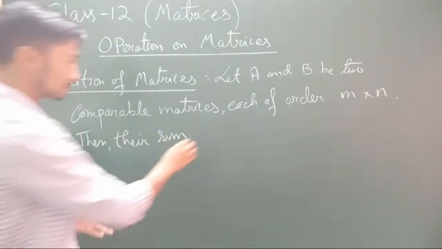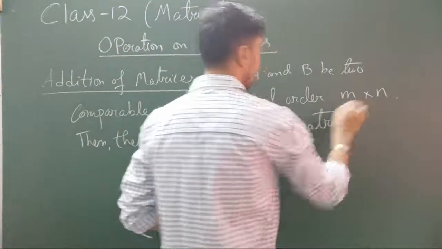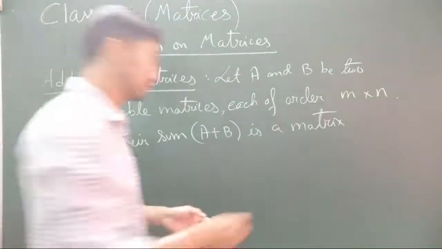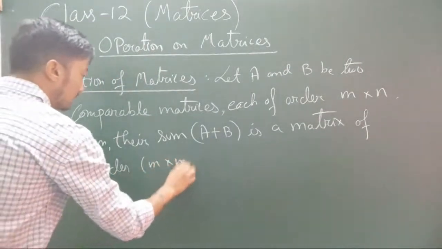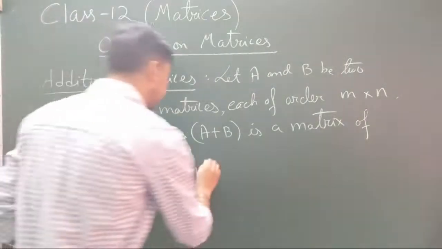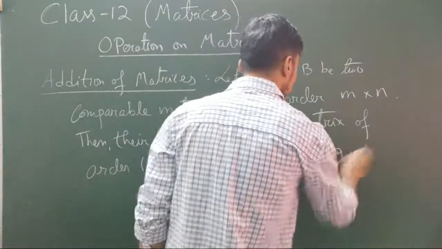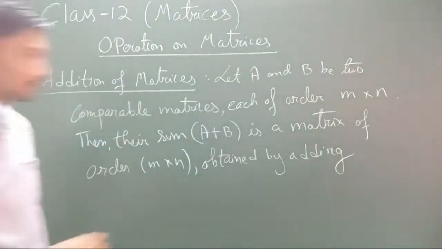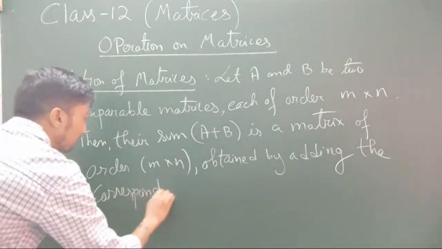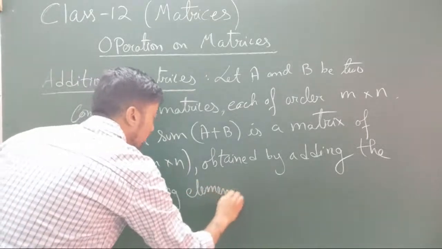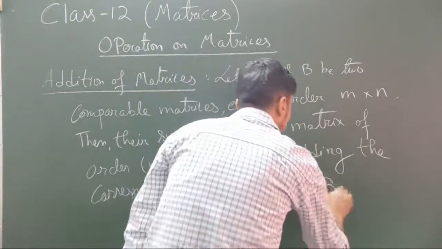Then their sum A plus B is a matrix of the same order, m by n, obtained by adding the corresponding elements of A and B.